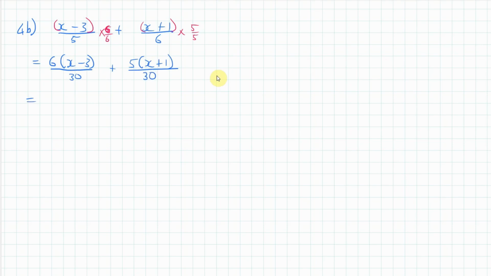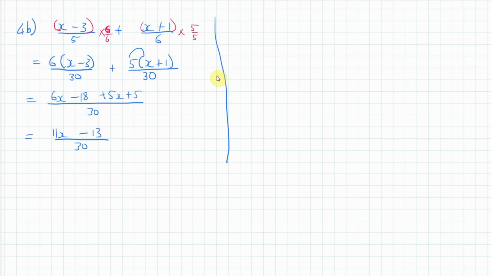And now we can, at this point, expand the top. So everything is over 30. Expand that first bracket, we get 6x take away 18, right? That times that, and that times that. Then we're going to expand the next bracket, this times this, and this times this. So we get plus 5x plus 5, and then we put that all together and gather our like terms. So I've got 11x, and gathering our other like terms, I've got negative 18 plus 5, so that's negative 13, and then we put it all over 30, and that is our final answer. Let's try another one of these.